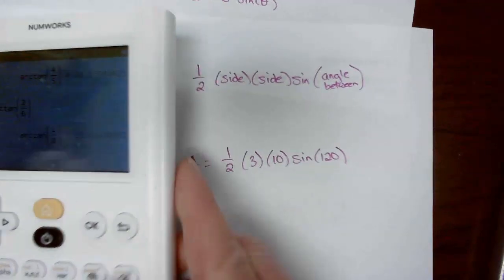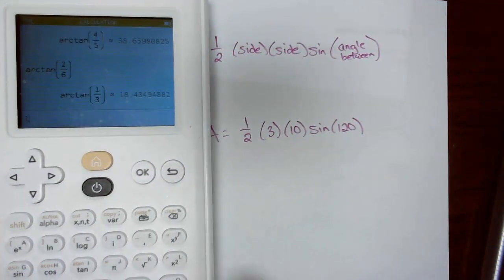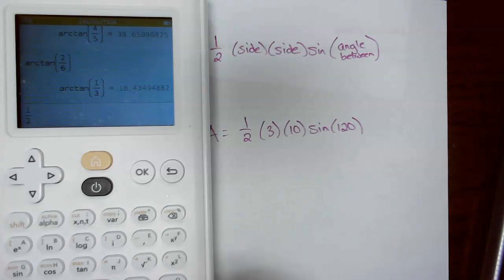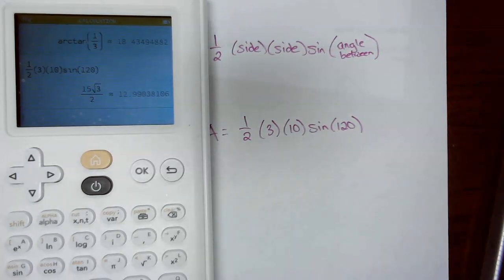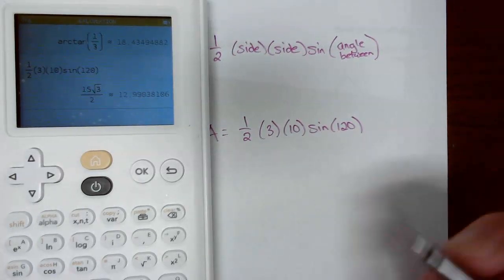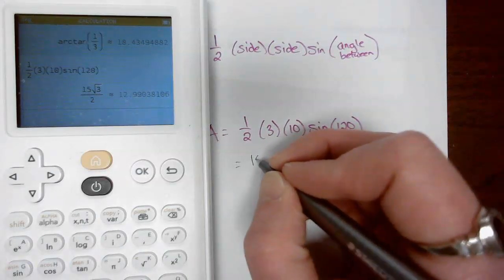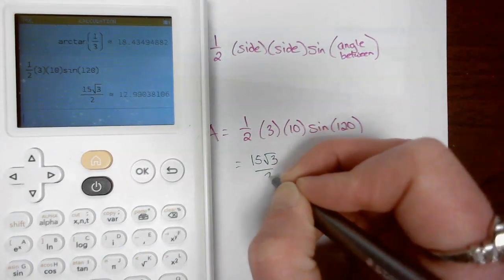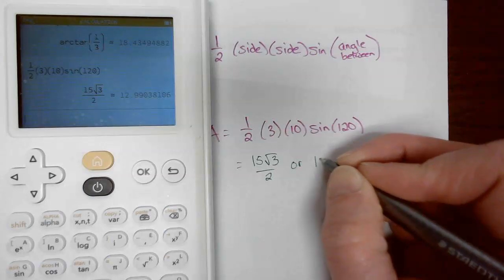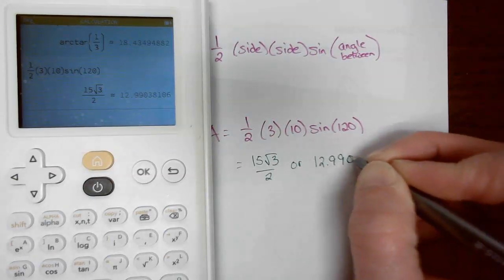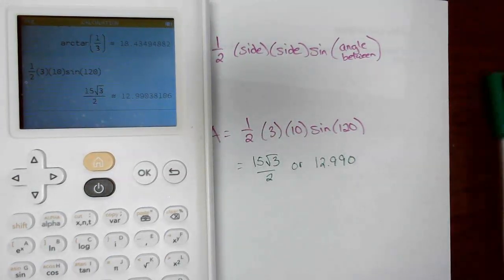So that would be 1/2 times 3 times 10 times sine of 120. And it gives me my area. Now, you could write these in exact or decimal. Just make sure if you're going decimal, 3 places is what we want.